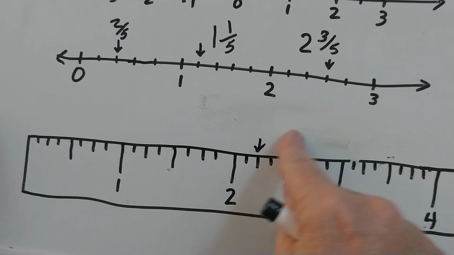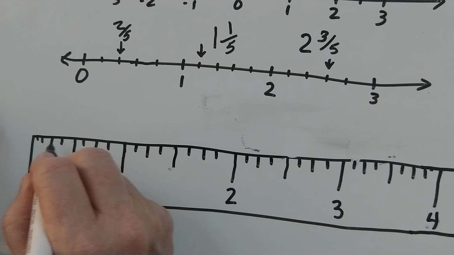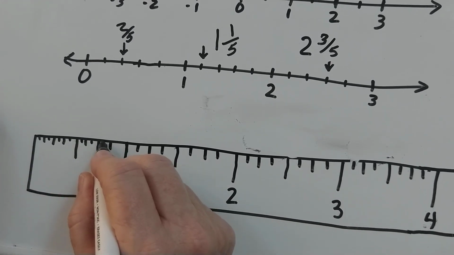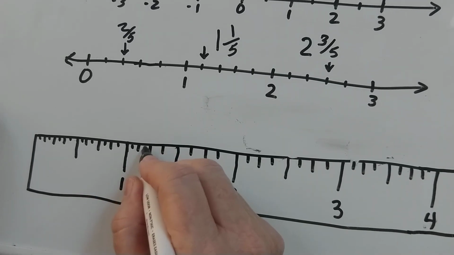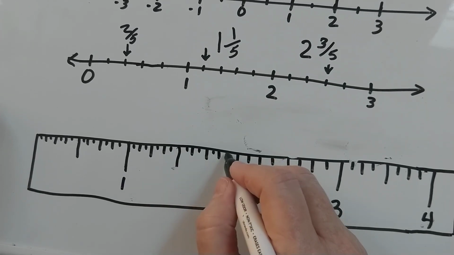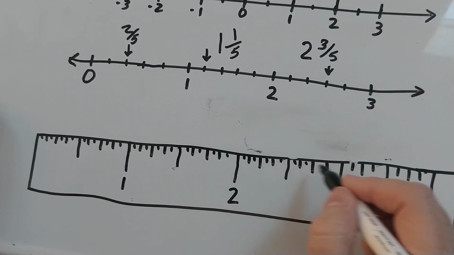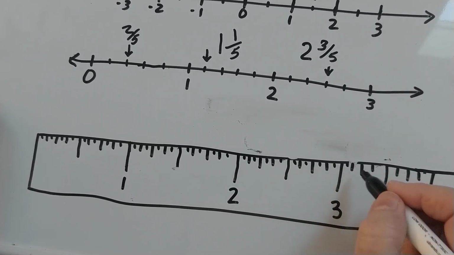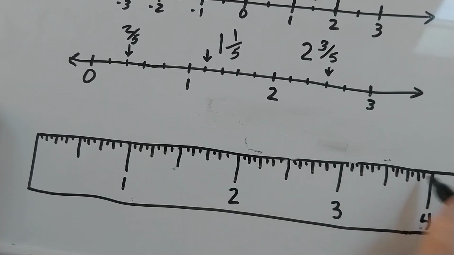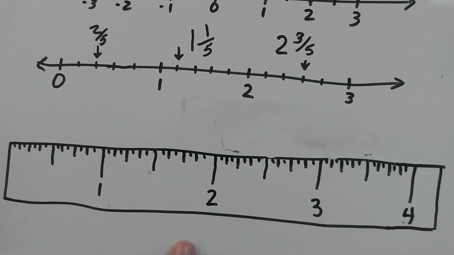Okay, so now let's go one more increment smaller. What do you think those would be? If you said 1/16, then that would be correct. So we're dividing each inch into 16 pieces. This is probably what your ruler at school looks like.